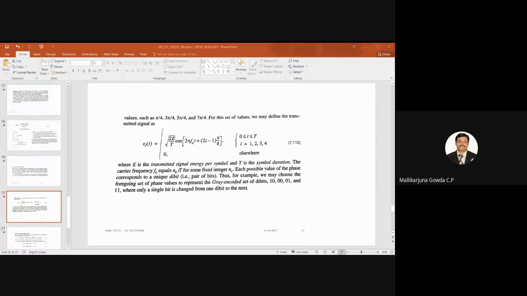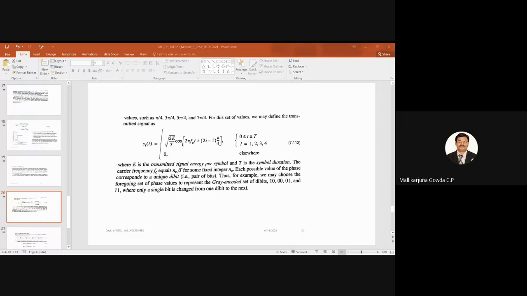So now let me say, how do I express this QPSK transmitted signal? This is the expression for the QPSK transmitted signal: s_i(t) is equal to square root of 2E by T cosine of 2 pi fct plus (2i minus 1) pi by 4. It is a very simple expression. Don't get scared looking at this. What is this so big? It is nothing like that.